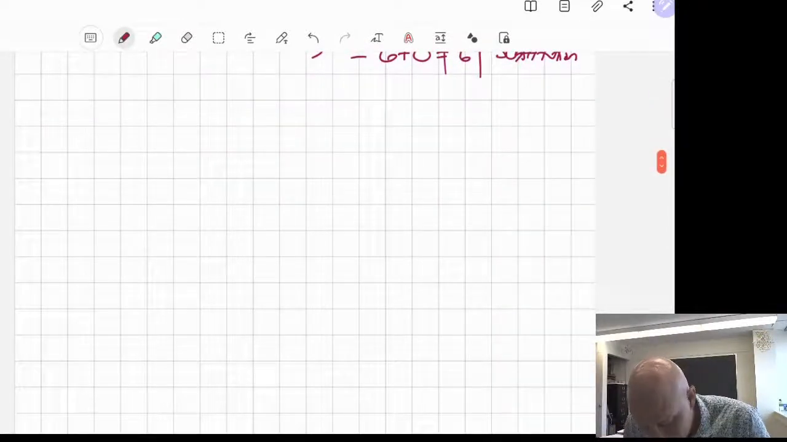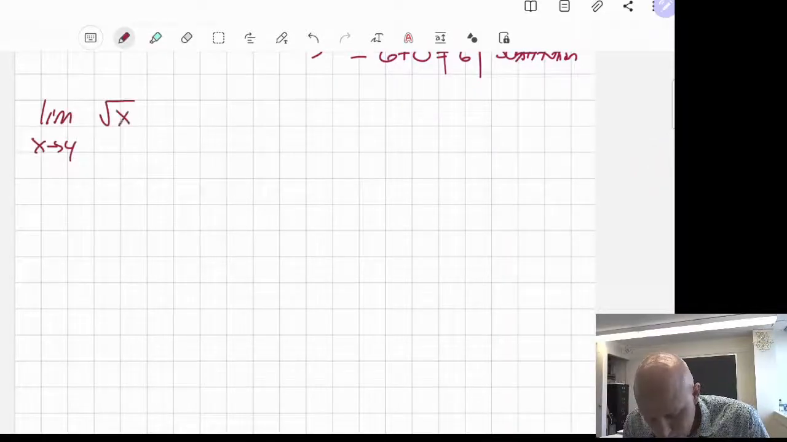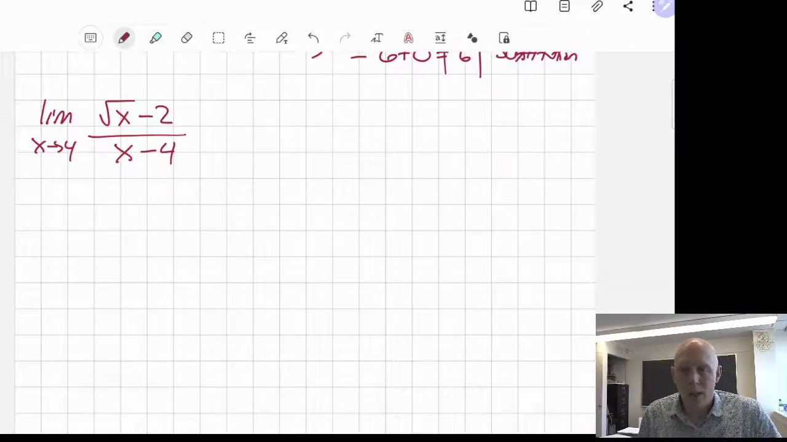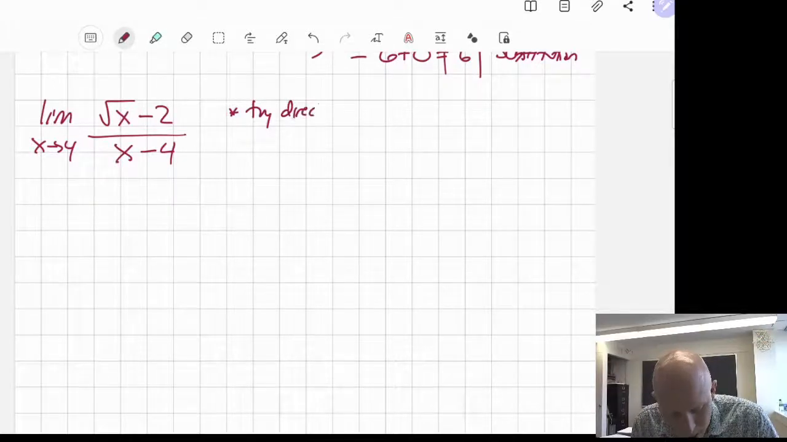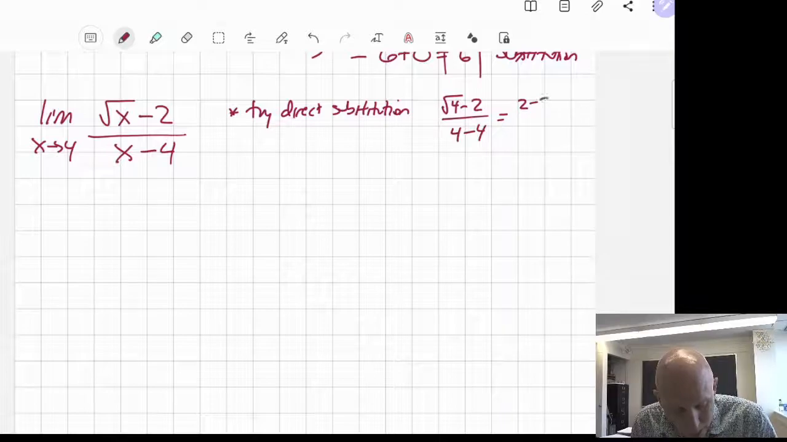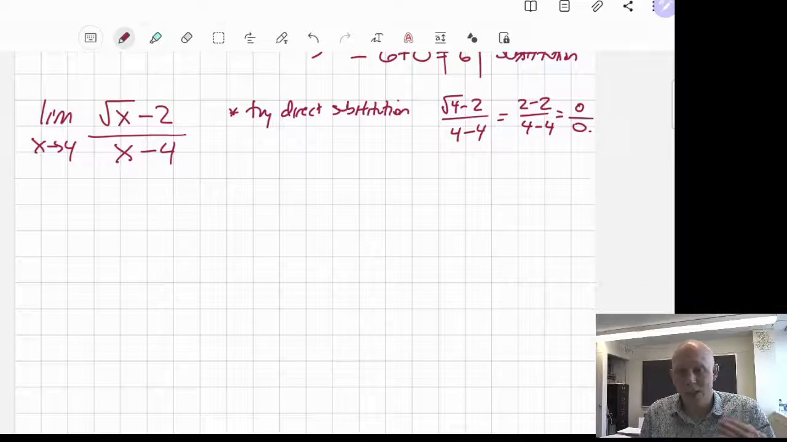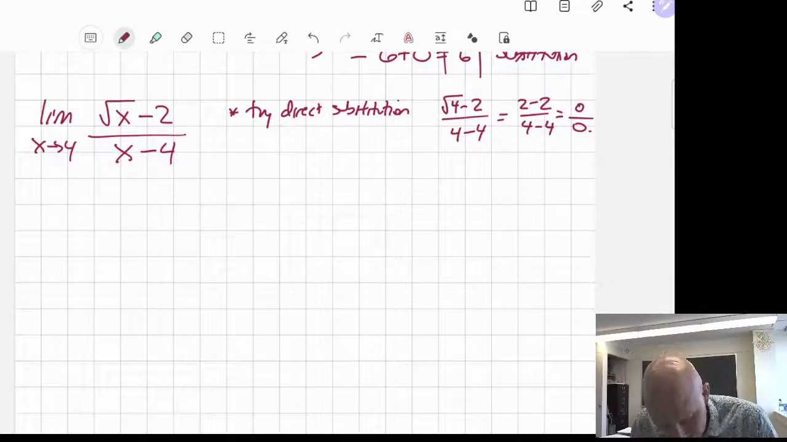Here's another example. Let's look at the limit as x goes to 4 of (the square root of x minus 2) divided by (x minus 4). Okay, so the first thing you should always do is try direct substitution. Plug in x equals 4. We get (square root of 4 minus 2) divided by (4 minus 4), which is (2 minus 2) over (4 minus 4), which is 0 over 0. All right, so that's a clue that we need to do some sort of calculation.